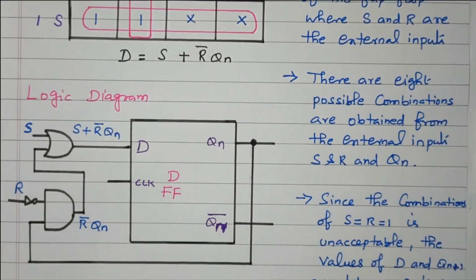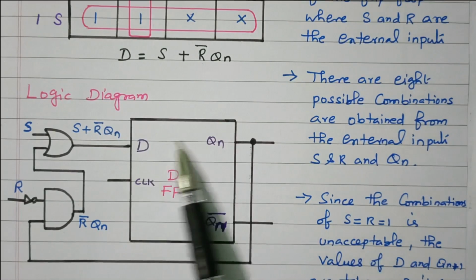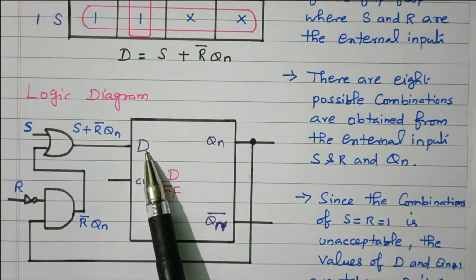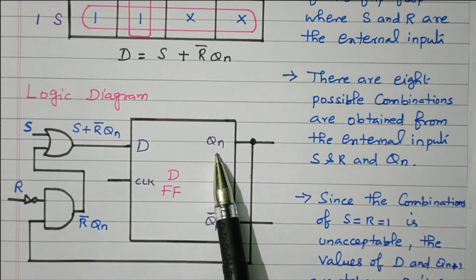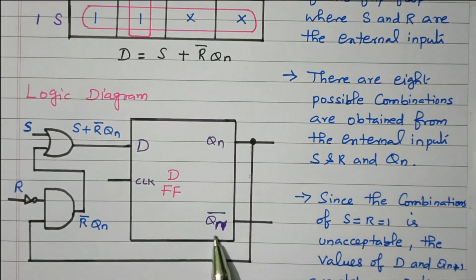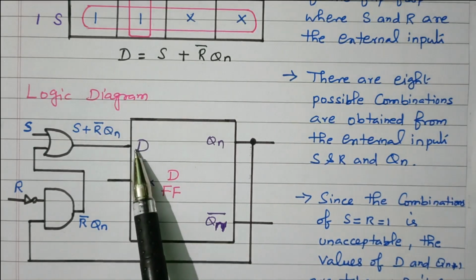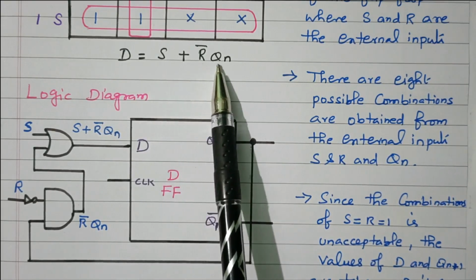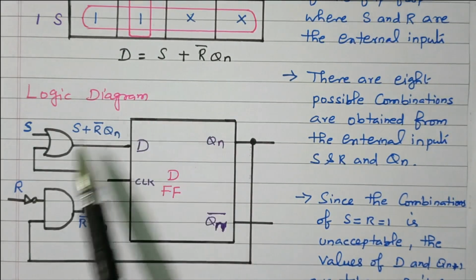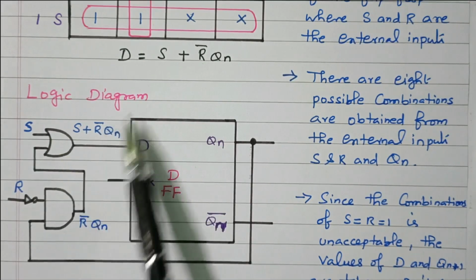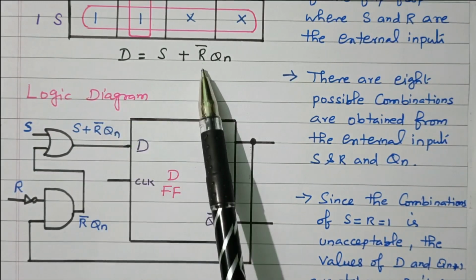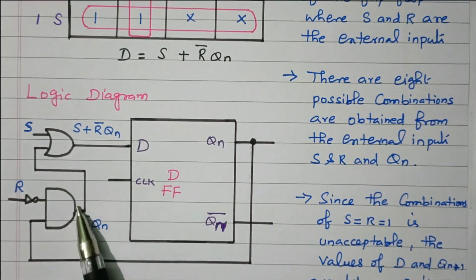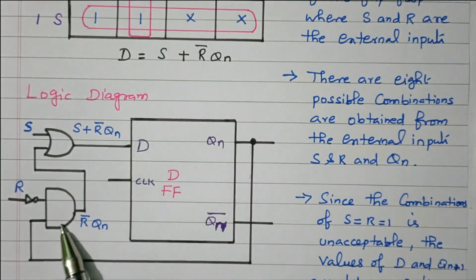So the logic diagram is available. So this is the D flip-flop that can be converted into SR flip-flop. The D input, a clock input, Qn output, Qn bar complement of output. We need to decide what is the D input. What is the D input? S plus R bar Qn. So this addition is there. So we have one OR gate. One input is S. Another input is R bar Qn. Right. So here for R bar Qn we need one AND gate.